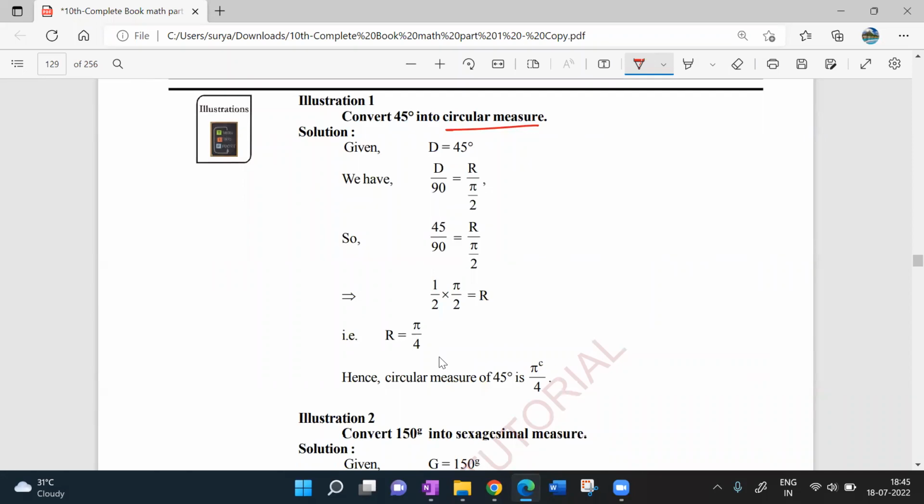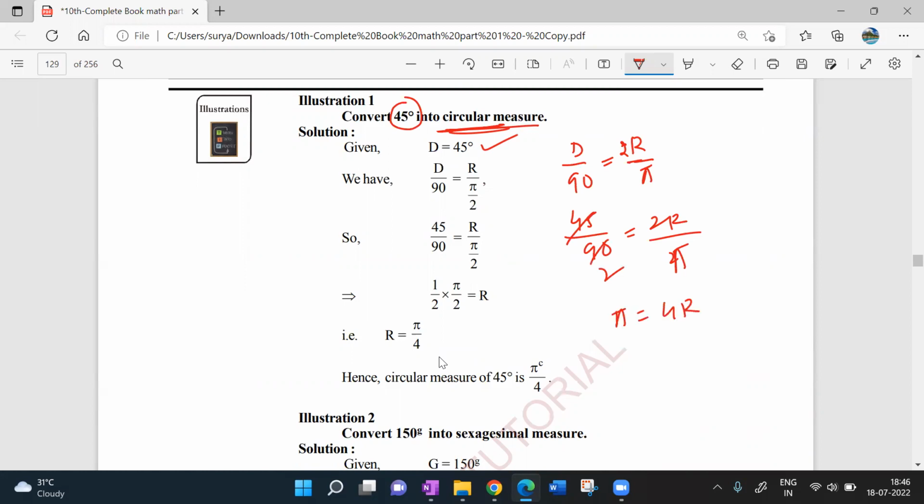So, 45 degrees is given to you. What is the relation? I know D by 90 is equal to G by 100 is equal to 2R by pi. He is asking us to write circular measure, meaning radian. Degree given is 45, so 45 by 90 is equal to 2R by pi. 45 ones, 45 twos, pi is equal to 4R, so R is equal to pi by 4. Check. Pi by 4 is the answer in radians. That's it. You understand my point? Any doubts?